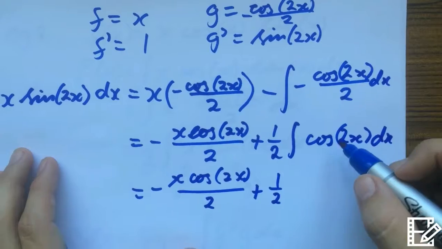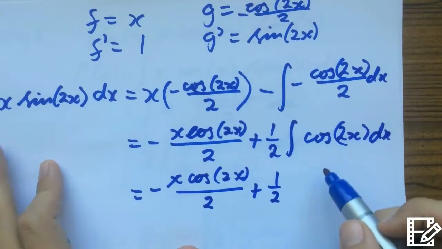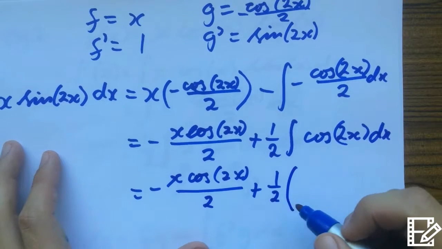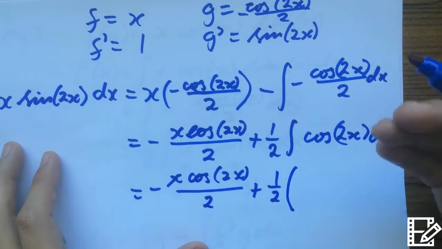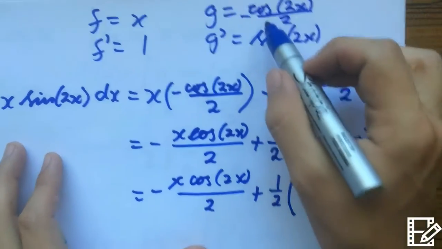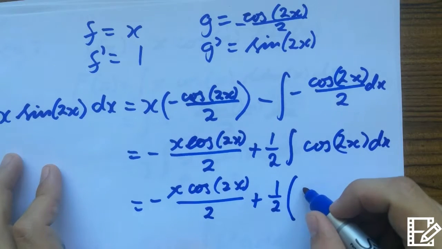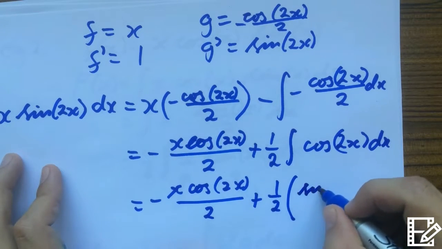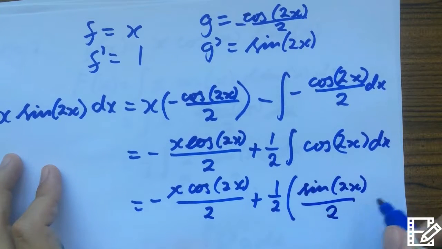Now, just like before, when we had sine 2x and it went to this, we're just going to do the exact same for this. The integral of cos is sine. So sine 2x on 2, plus c. Sorry, I had a mind blank for a minute.